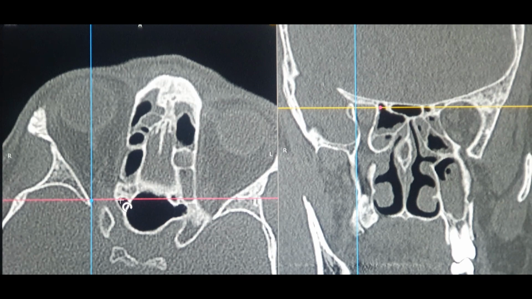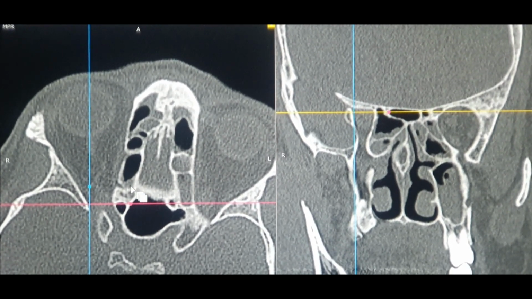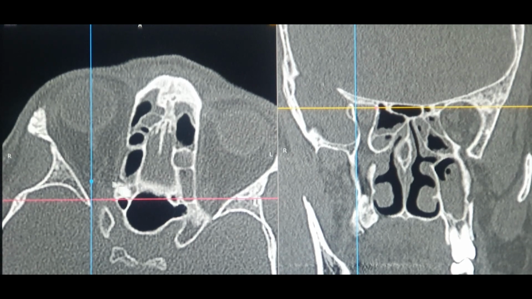Okay, so that is quite properly explained, I think, on the axial scan. Now this is the proper area of the posterior ethmoidal artery. That's the third most important point for the orbit. Okay, I guess the posterior ethmoidal artery is done.